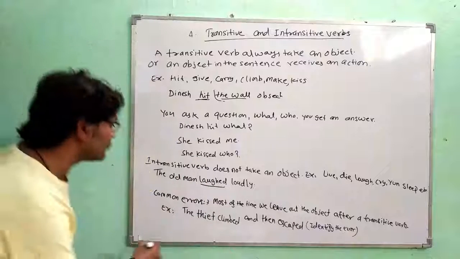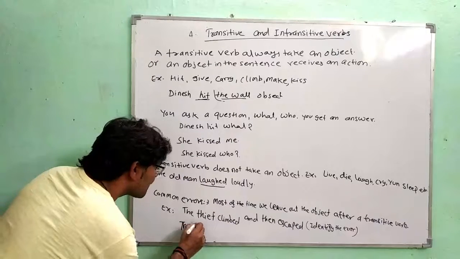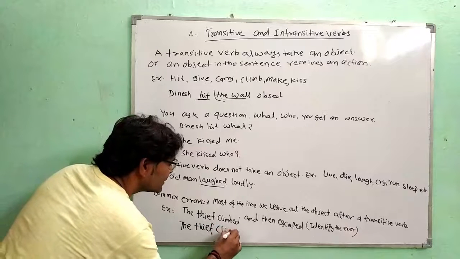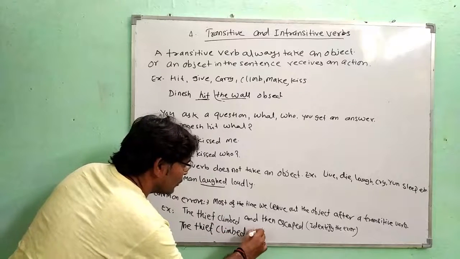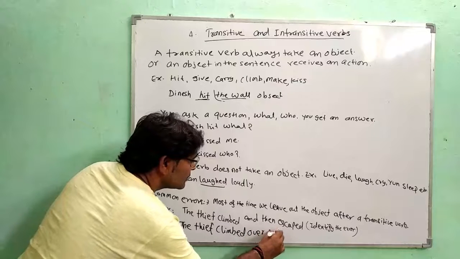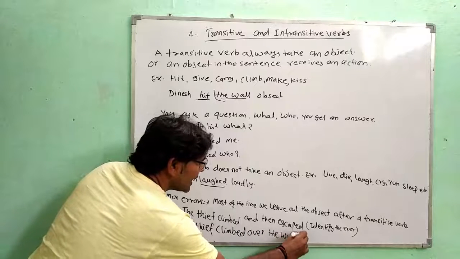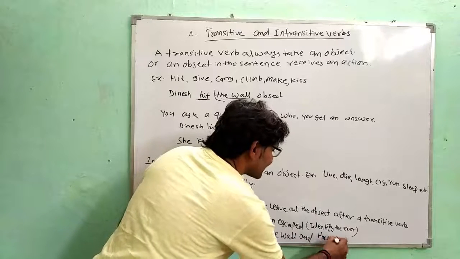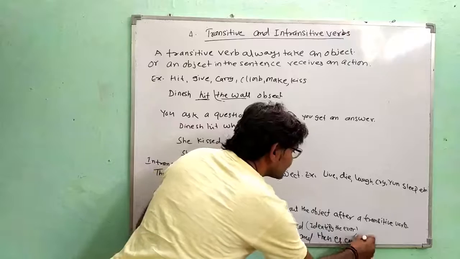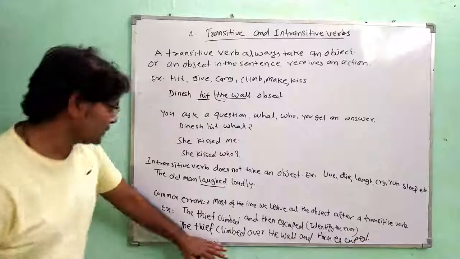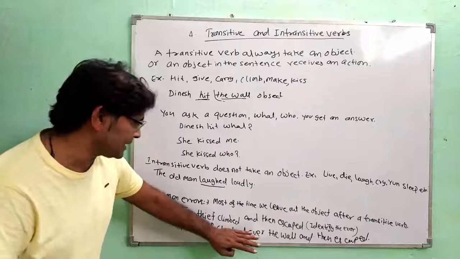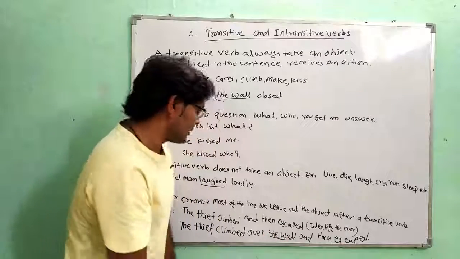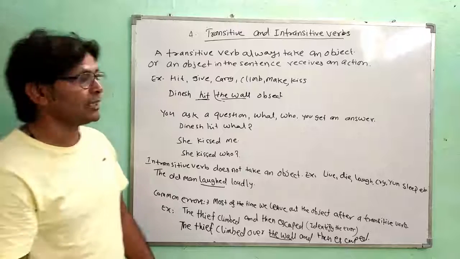So the correct sentence would be: the thief climbed over the wall and then escaped. Climbed is an action, and who receives this action? The wall. So this is how we use transitive and intransitive verbs.